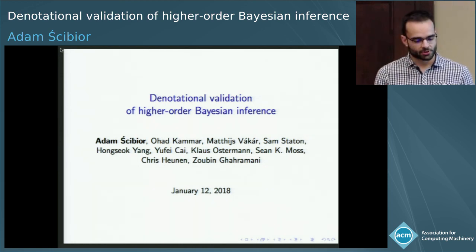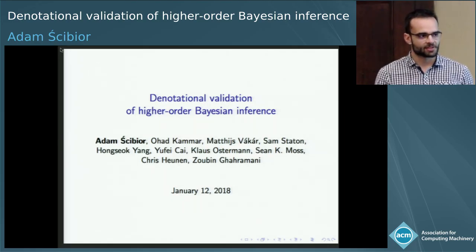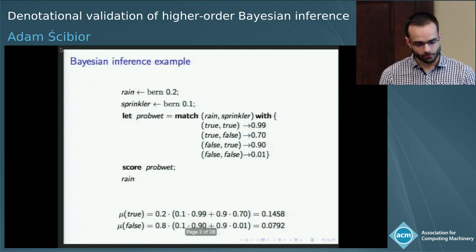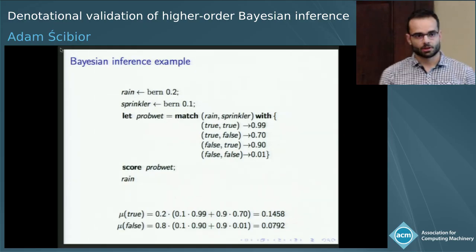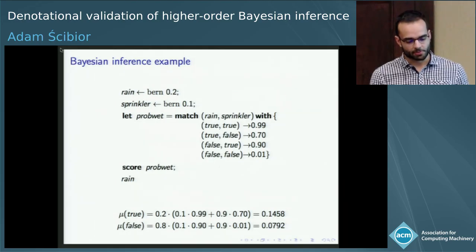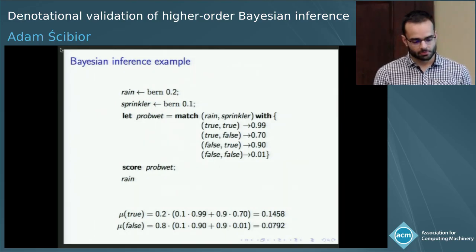So the way I'm going to do this talk is I'll start with a rather lengthy introduction to the problem so that I'll be able to state precisely what our contributions are, and then I'll tell you how we did it. Okay, so this is a very simple example of a probabilistic model written as a program. This is a typical example used to teach Bayesian inference.